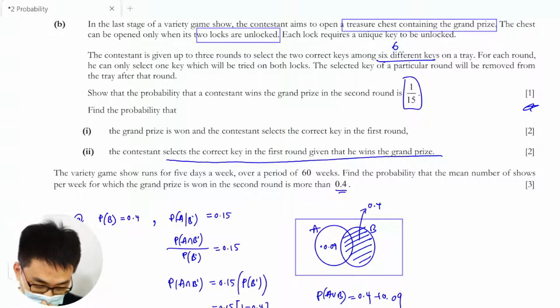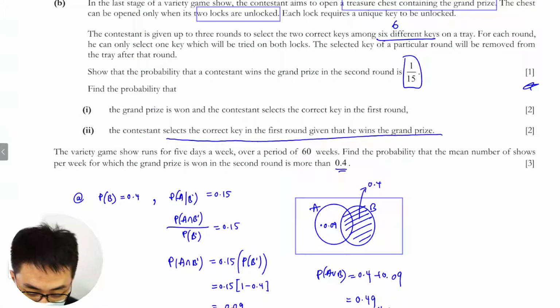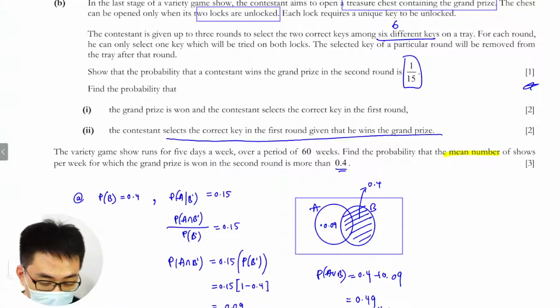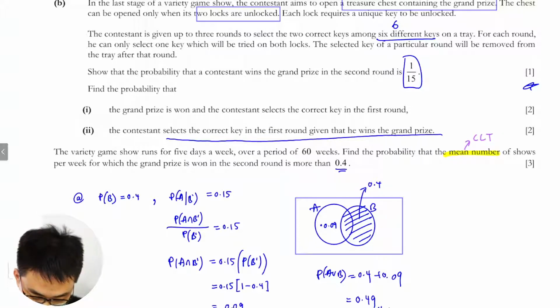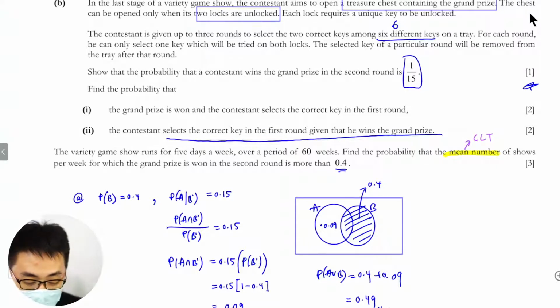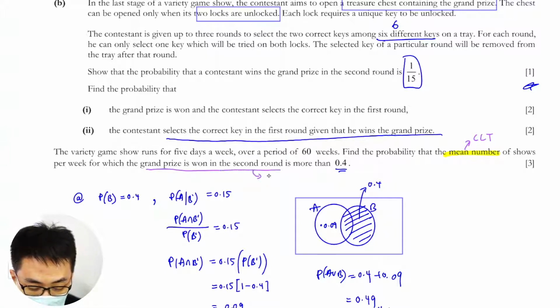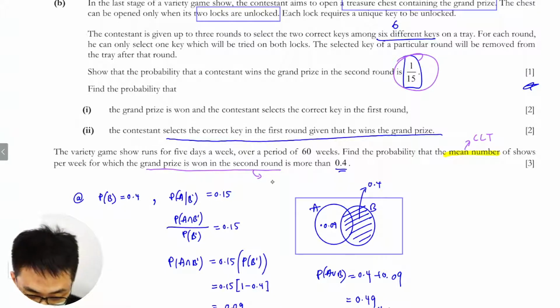Confusing. Now, first of all, there are a lot of things going on over a period of 60 weeks. So when you say mean number, the first thing you must think about is our favorite CLT, average number. The probability that the grand prize is won in the second round is 1 over 15, which is given. So label this event here.